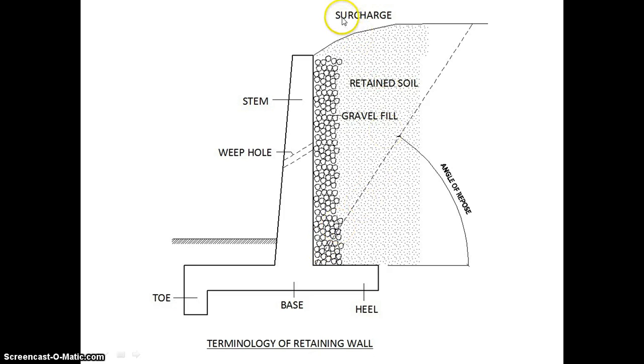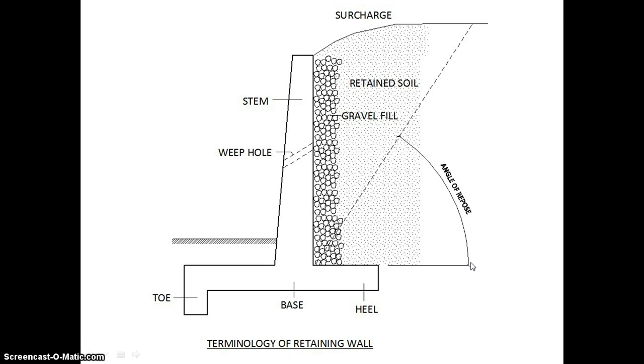You will also see a term called as surcharge. Now, apart from the weight of the retained earth, there could be additional loads which can be coming on the retaining wall, such as, say there is a road here and there are vehicles plying on the road. Now this load of the vehicles is also going to be transmitted to the retaining wall, and this additional load, apart from the load of the soil and the water, is going to be called as the surcharge.